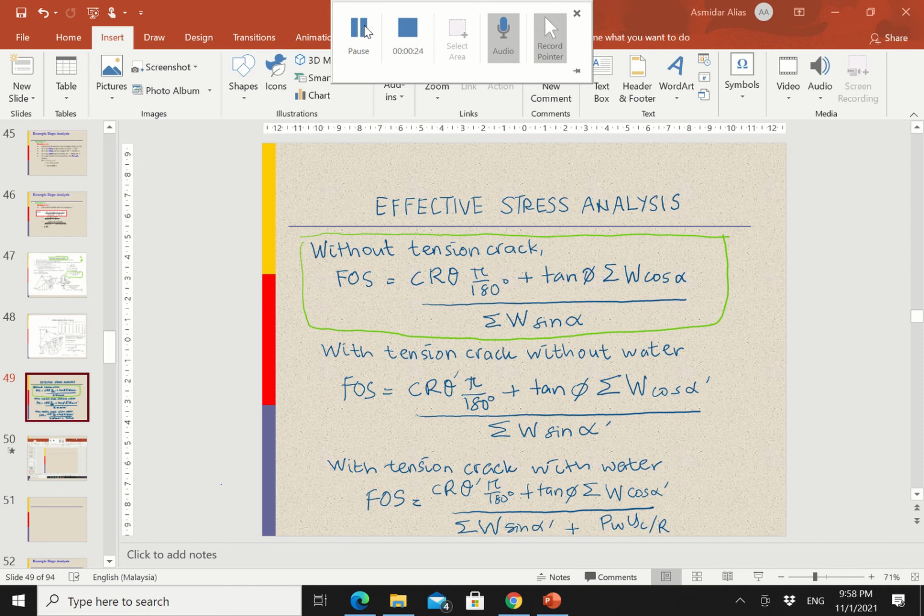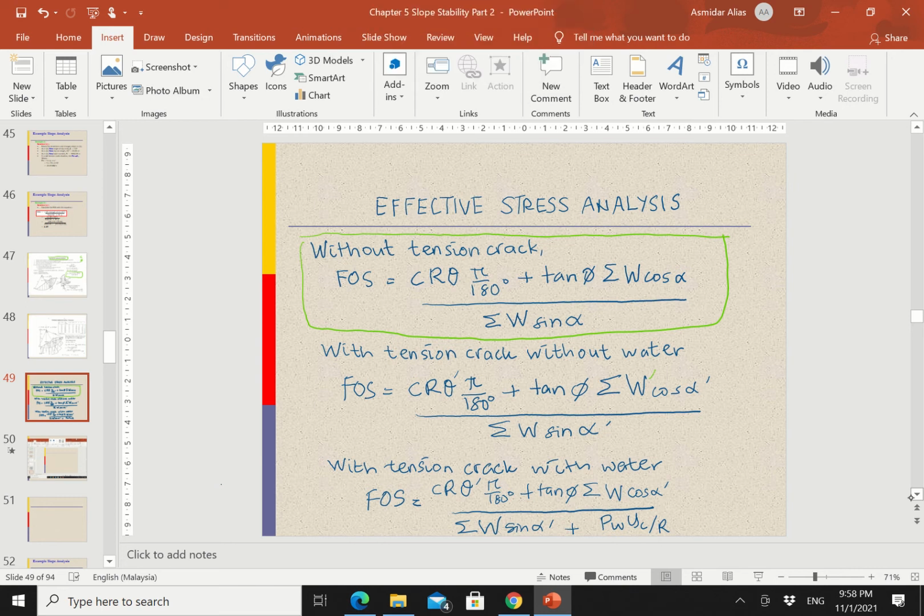Okay, then the question can also ask you about with tension crack without water. In that case, you need to find the value of Z0 first and then do some modification with the area. So that is why we have the value of gamma W dash and alpha dash. Meaning that you need to do some modification to the W sine alpha, which is alpha dash. So we need to do modification to the equation.